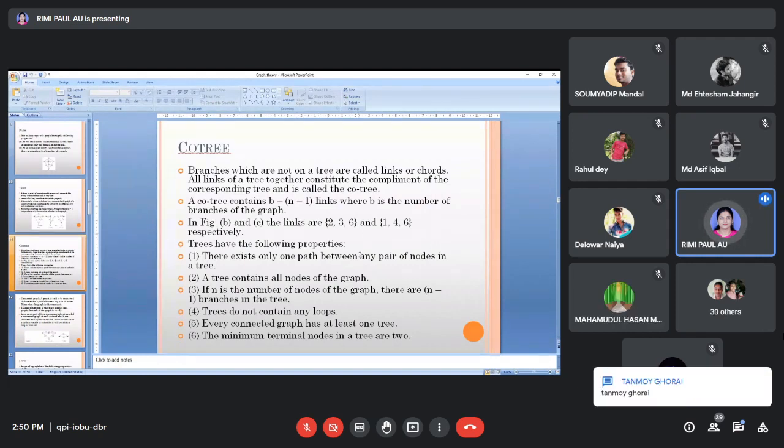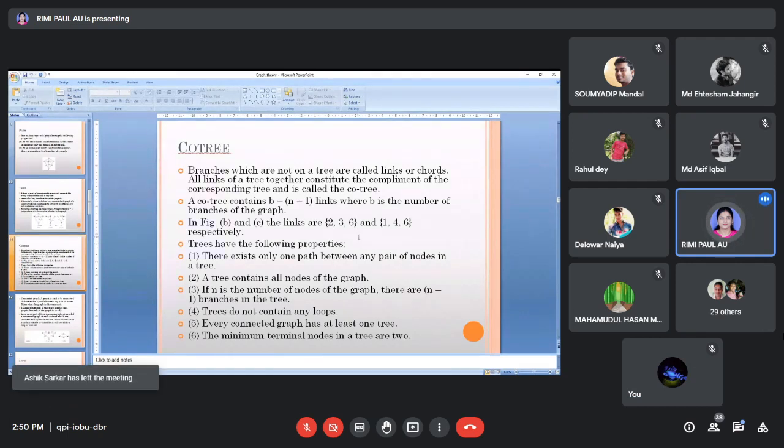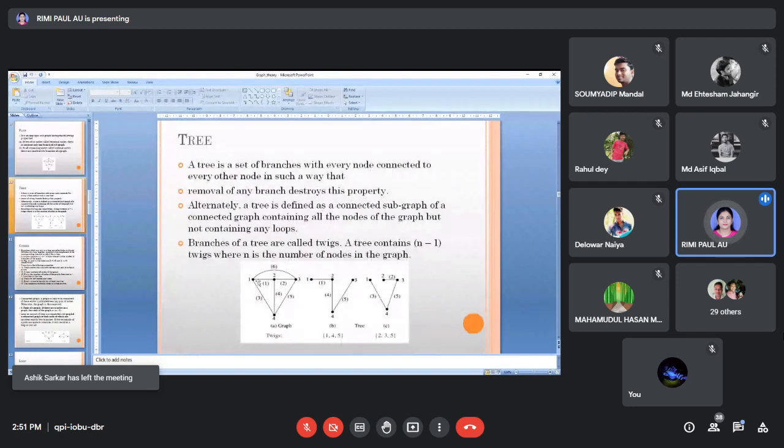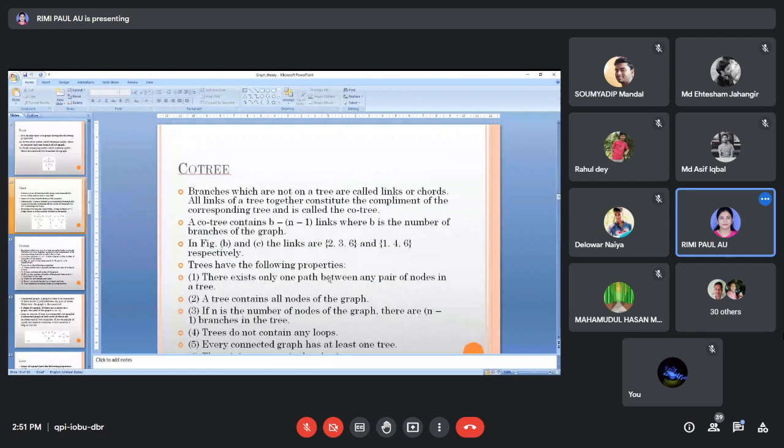Trees have the following properties. There exists only one path between any pair of nodes. Suppose I take two nodes, one path is present. If I take another path, then it will form a loop, so this is not a tree. In the case of a tree, there should not be any loop. In a graph there can be a loop, but in a tree there should not be any loop.